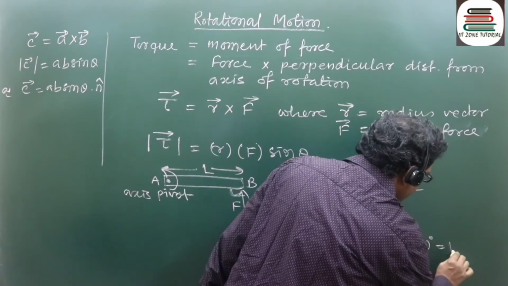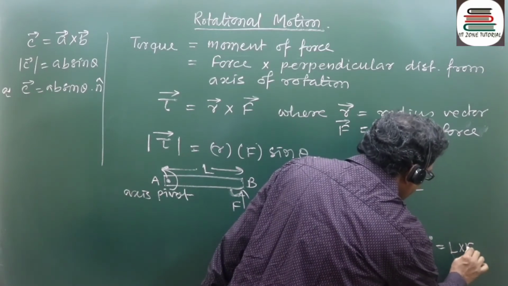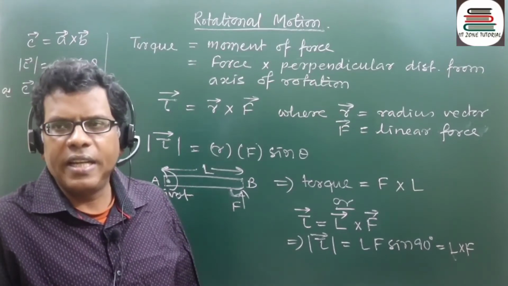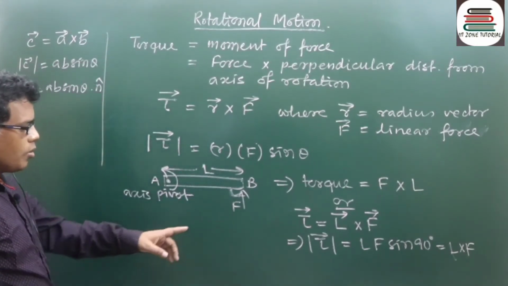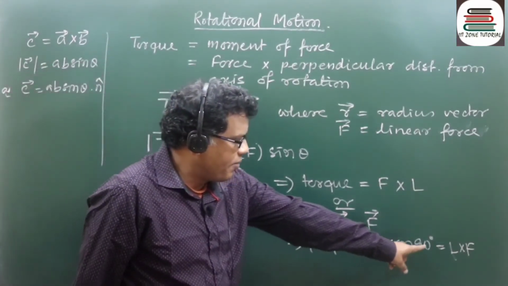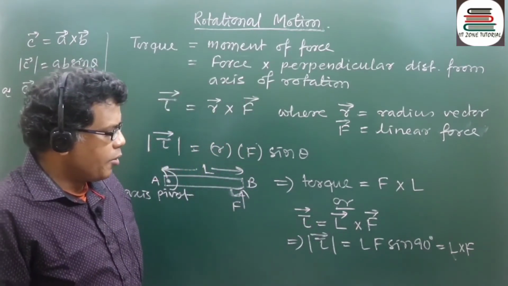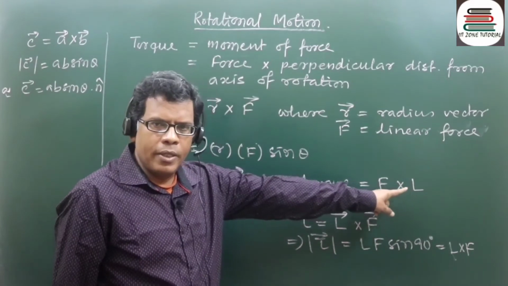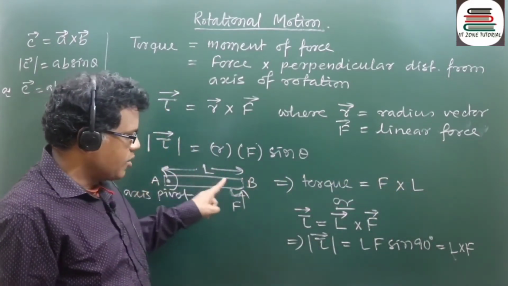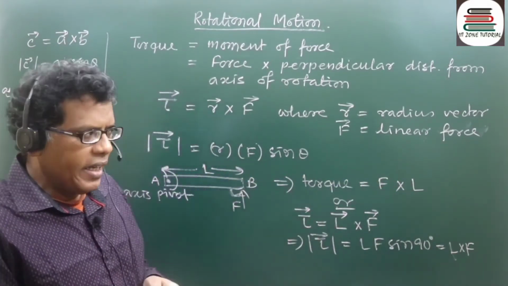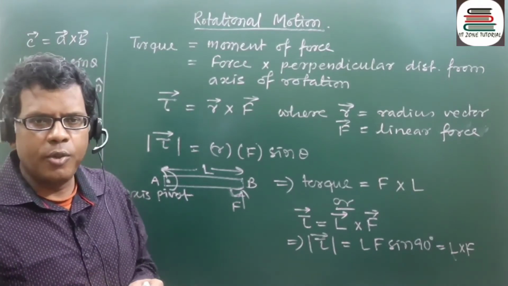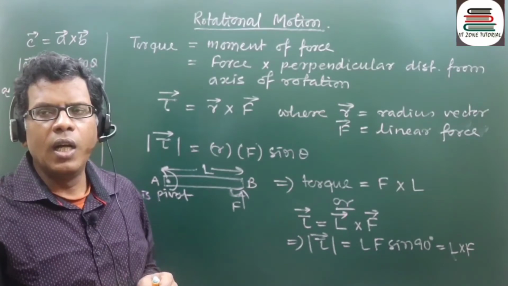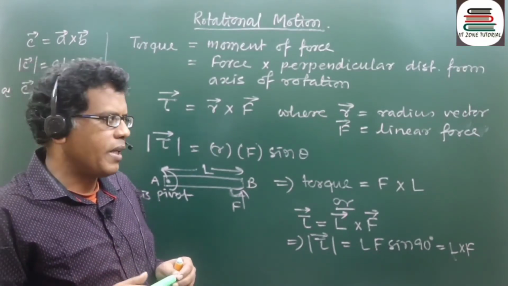It is L into F. So this time the perpendicular distance is itself the radius vector. So torque is L F sin 90, so L into F. Here you can see that the perpendicular distance is the radius vector as well. Radius vector will be the vectorial position from the axis of rotation to the point of application of force.